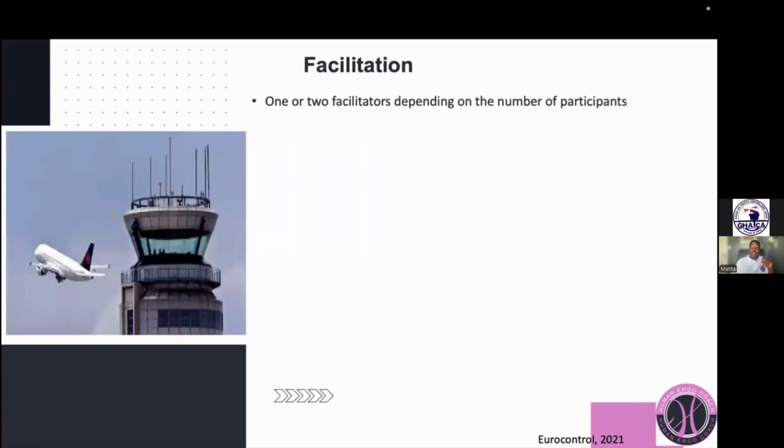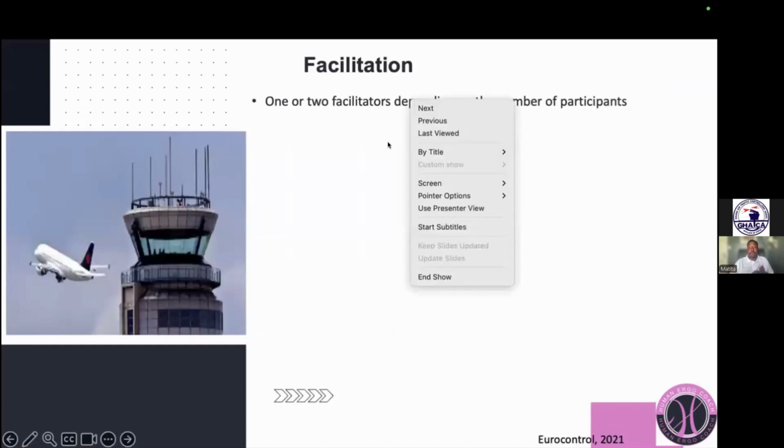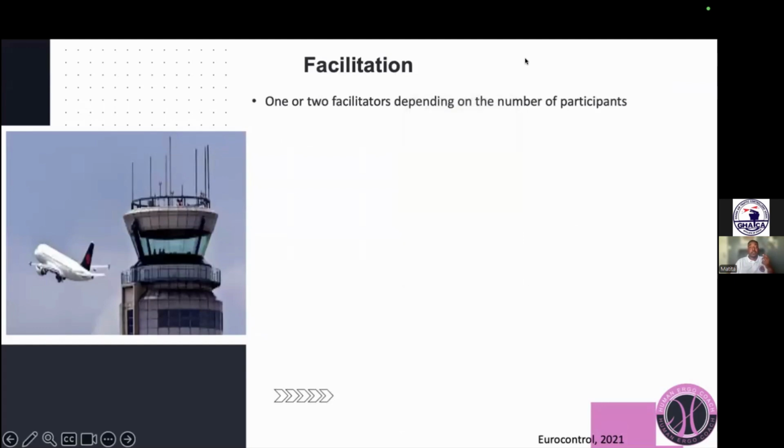And then also facilitation. Probably you may be asking, how many facilitators do you need? You can have more than one facilitator. If it's a small group, one facilitator is okay. If you've got bigger groups, you can have two facilitators.